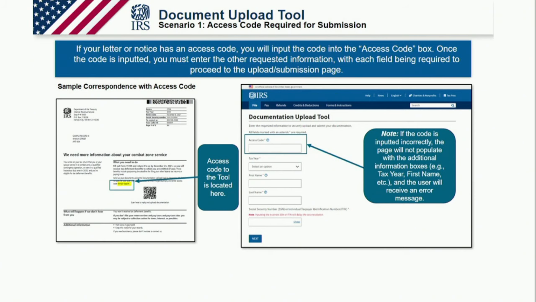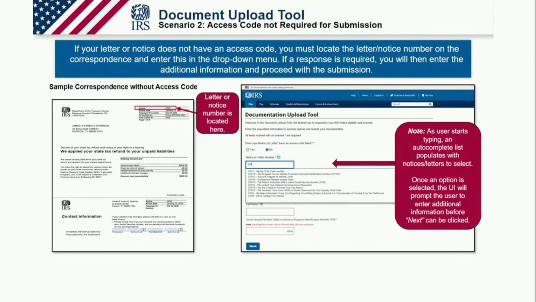There is an alternative scenario where your document does not have an access code. If this is the case, you must locate the letter or notice number on the correspondence and enter it in the shown drop-down menu. The letter number is generally located on the top right or bottom right corner of the letter mailed to you. After locating the notice or letter in the drop-down, if a response is required, follow the prompts to enter additional information and proceed with the submission.